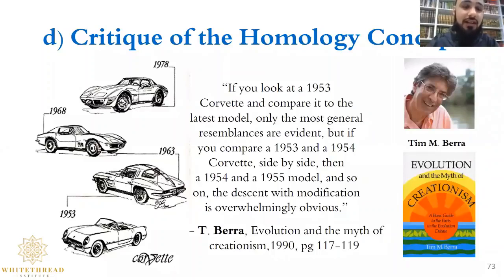So he says, if you look at the 1953 Corvette and compare it to the latest model, only the most general resemblances are evident. So this is the point about the DNA comparison studies that I mentioned earlier on. The general similarities will be seen between the distant relatives, and the smaller similarities will be seen between the close relatives. So then he goes on to make this point about the 1953 and 1954 Corvette, and the 1954, 1955 Corvette, and so forth. And then he ends the sentence by saying, the descent in modification is overwhelmingly obvious.